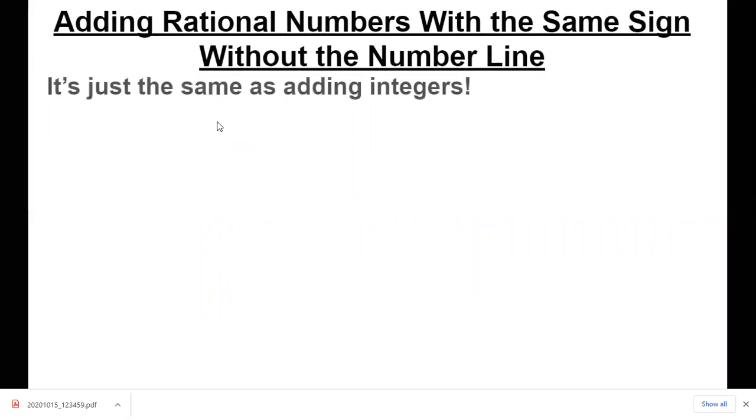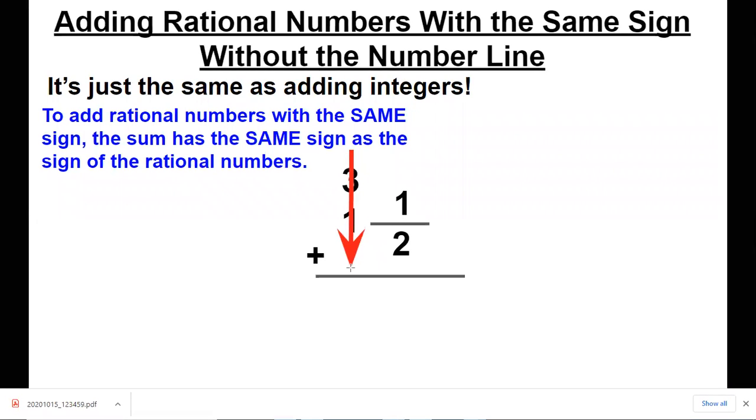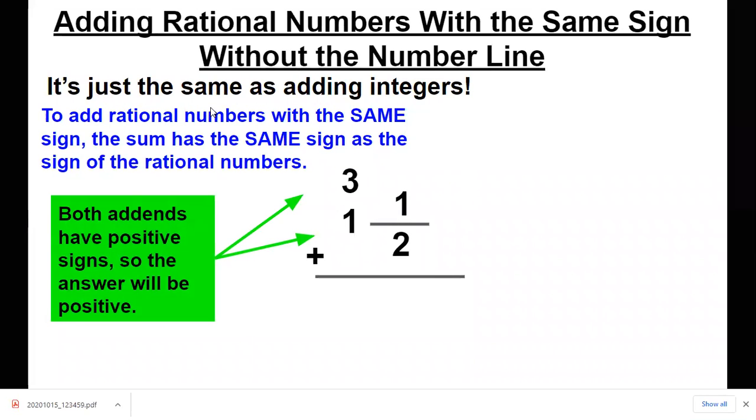Okay, let's try another one. 3 plus 1.5. Now notice how I lined up my whole numbers, and then I lined up my fractions. I only have one fraction, but if I had a fraction with the 3, I would line it up with the fraction side. Just like you would line the 1s and the 10s and the 100s if you were adding regular numbers. So now that I've got it lined up, they're both positive, right? So the answer will be positive this time.